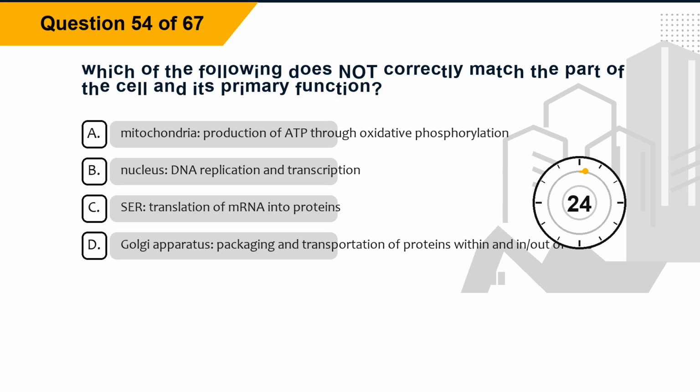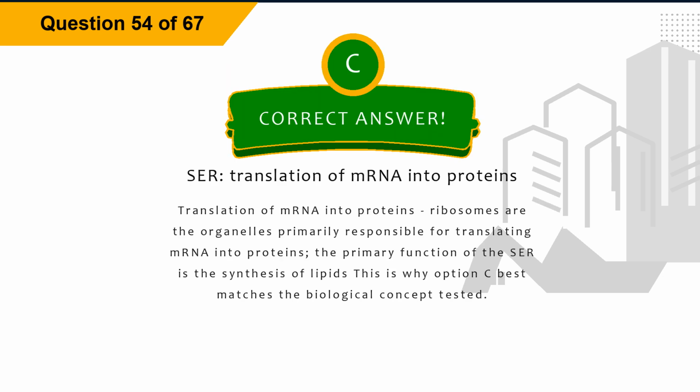Question 54. Which of the following does not correctly match the part of the cell and its primary function? Option A, mitochondria, production of ATP through oxidative phosphorylation. Option B, nucleus, DNA replication and transcription. Option C, SER, translation of mRNA into proteins. Option D, Golgi apparatus, packaging and transportation of proteins within and in/out of cells. The correct answer is option C, SER, translation of mRNA into proteins.